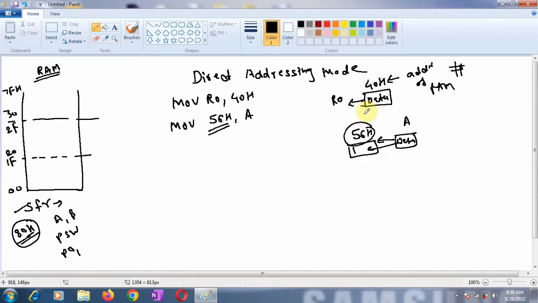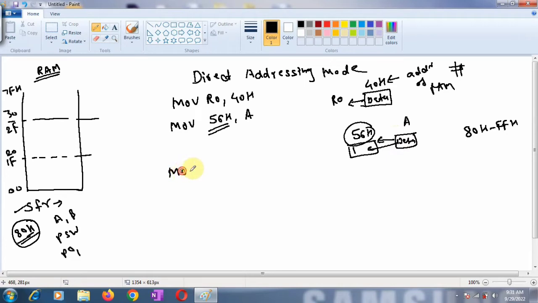Now I have also told you that you can access the special function registers, that is SFRs, whose address range is from 80H to FFH, using direct addressing mode. There is one standard table for SFR addresses, which are allotted for your accumulator, register B, DPTR and different ports. Now we will discuss some examples related to SFRs.